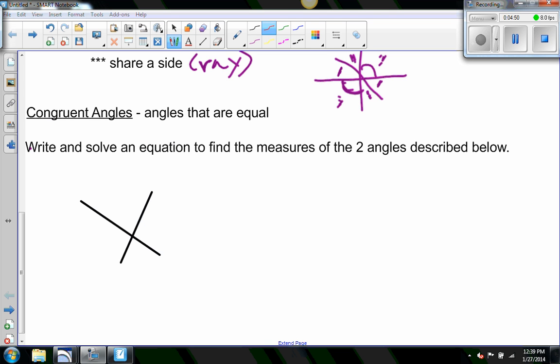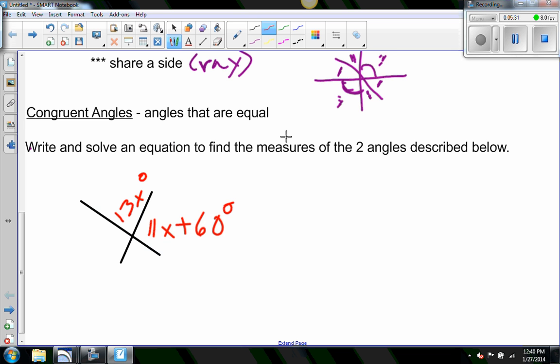So here's an example. If I say write and solve an equation to find the measures of the two angles described below, and I tell you that this angle right here is 13x degrees, and this one is 11x plus 60 degrees. And you can see here that we have vertical angles going on, right? This one and this one and this one and this one. You can also see that this angle and this angle make a straight line, so they have to add up to 180, right?